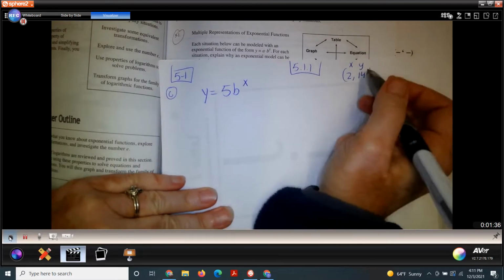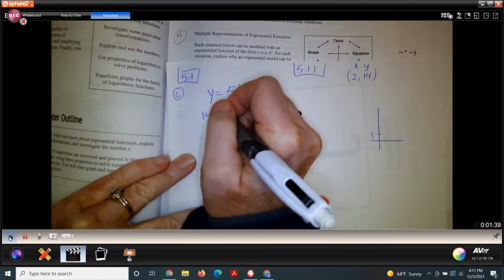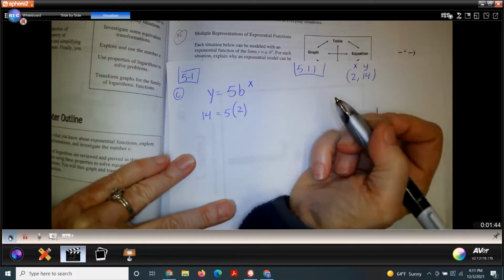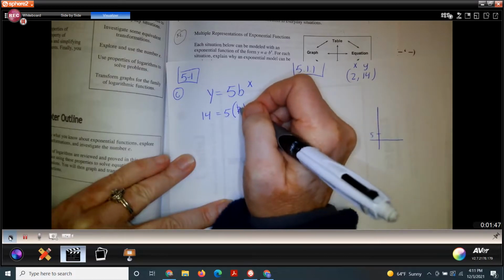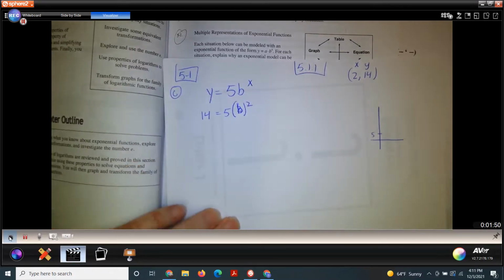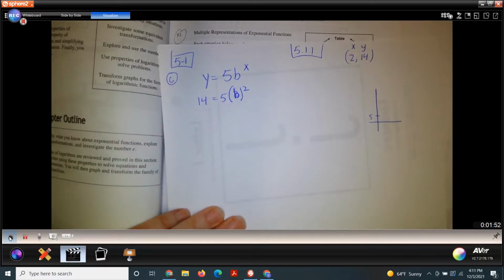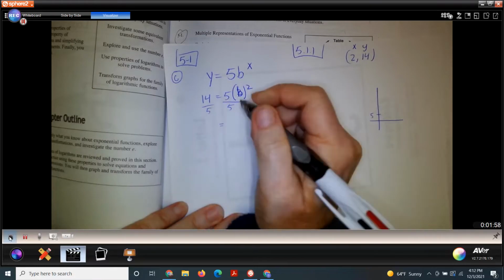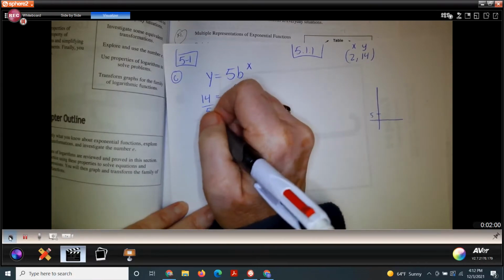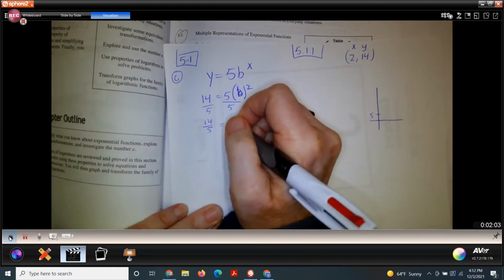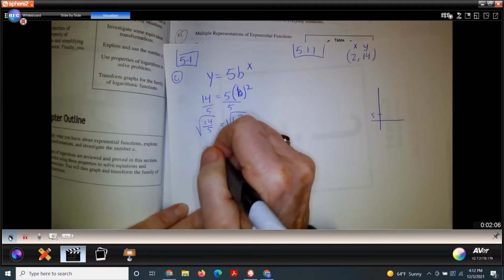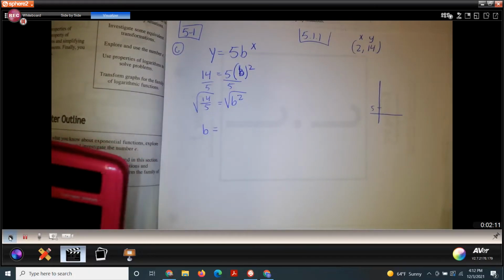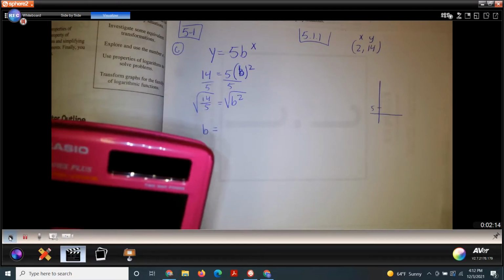So it's pretty easy. So 14 equals 5 times B squared. Okay, so then I'm just going to solve for B. So I'll divide both sides by 5. So then I can square root both sides. And B is going to equal whatever the square root of 14/5 is. So I'm going to square root 14/5.